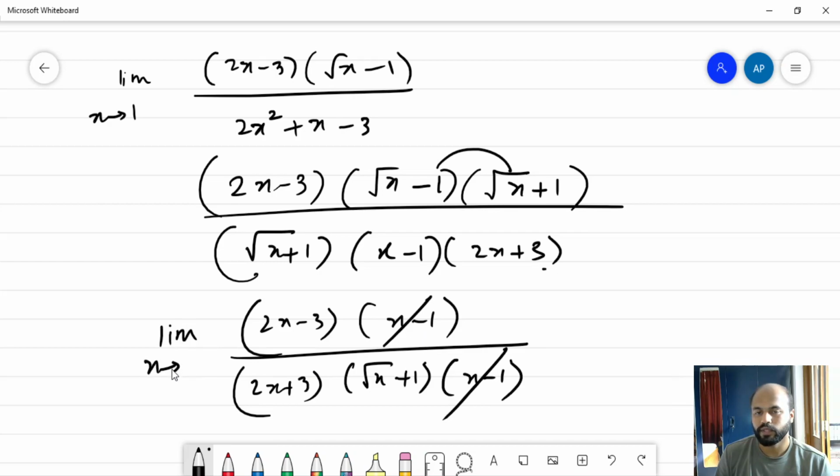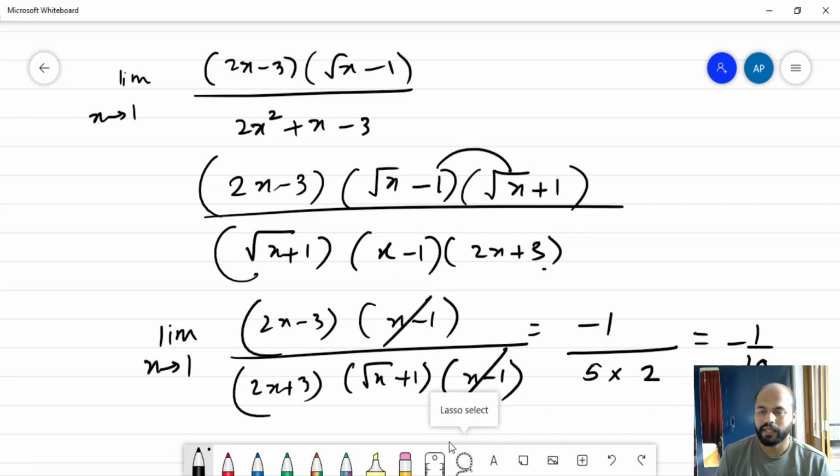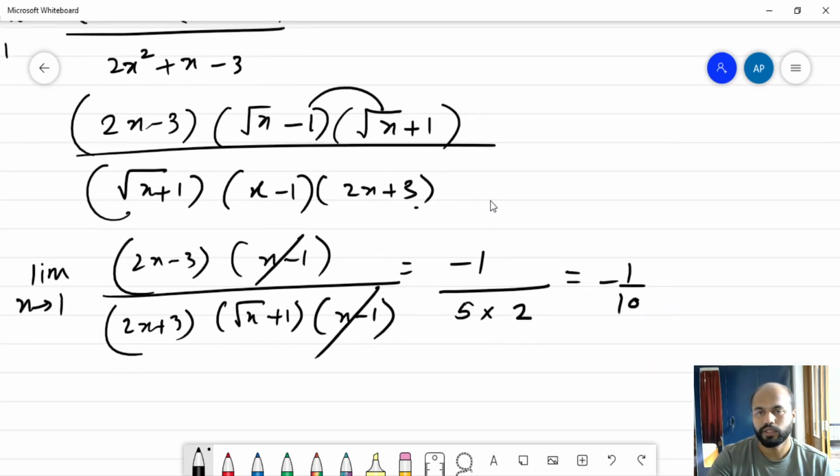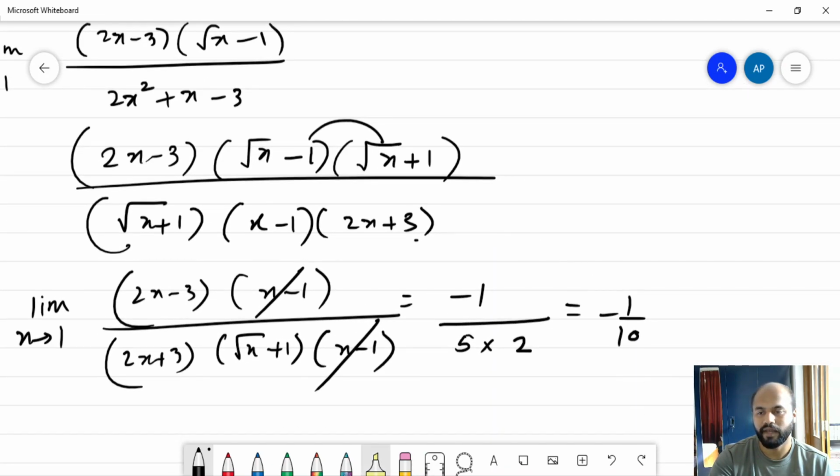And when we substitute limit x tending to 1 over here, we're going to get minus 1 by 5 into 1 plus 1, that is 2. So the answer over here is going to be minus 1 by 10. So here we have just rationalized once and still we have managed to get the answer.